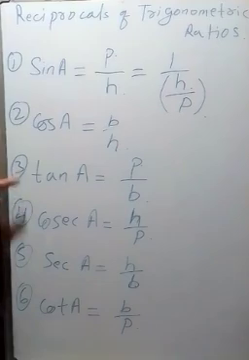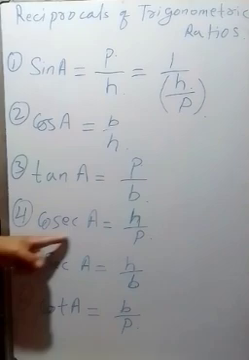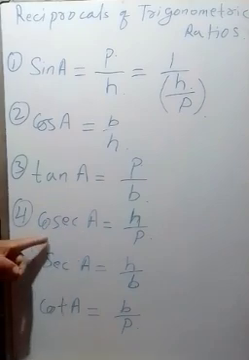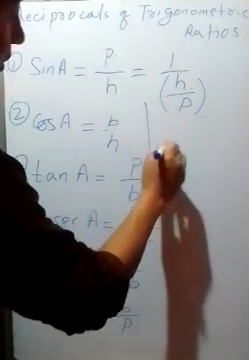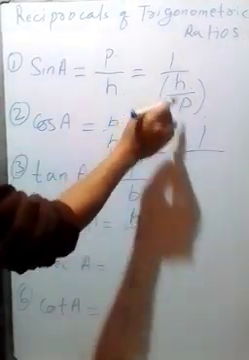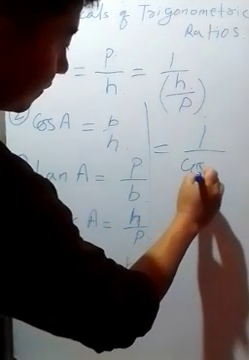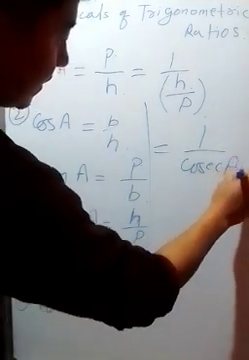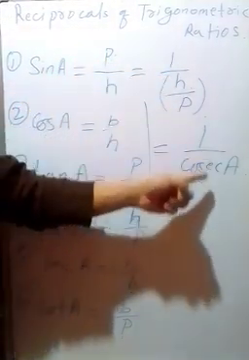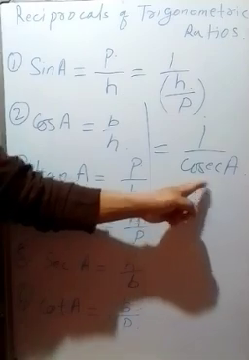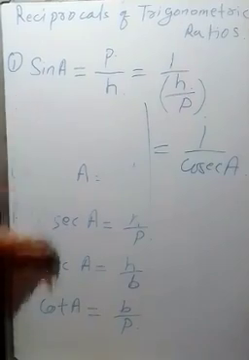In trigonometric ratio, what is H by P? H by P is cosec. So in terms of H by P, we can write cosec A, or sine A is equal to the inverse of cosec A. Clear? I will show here now.